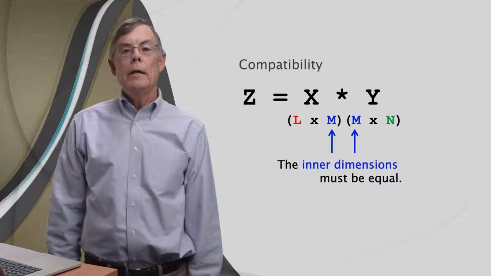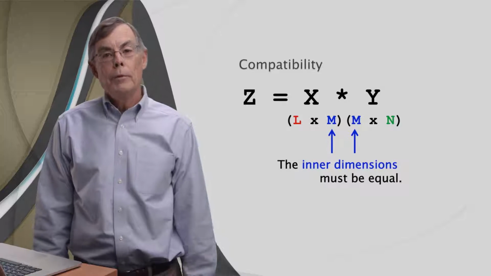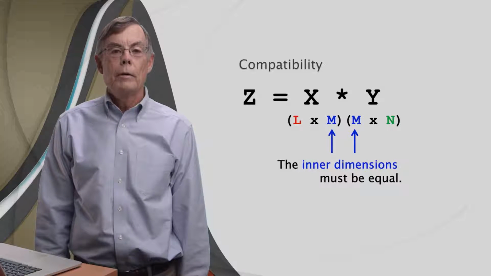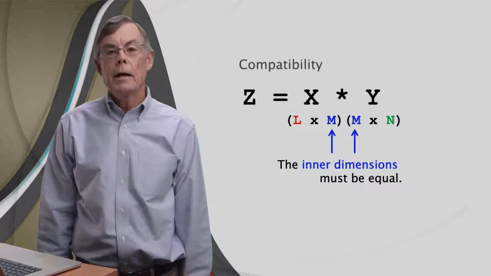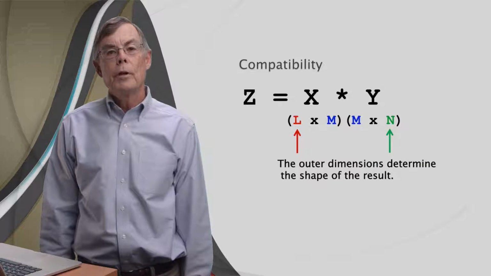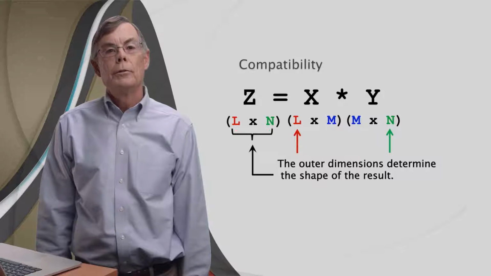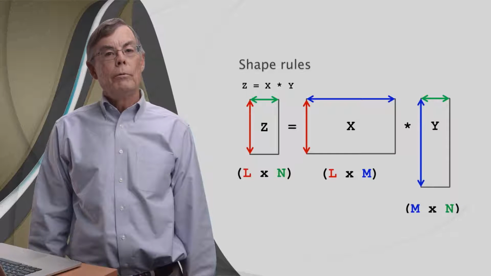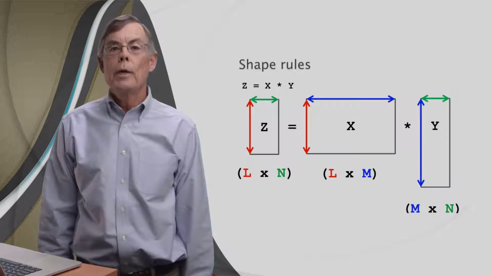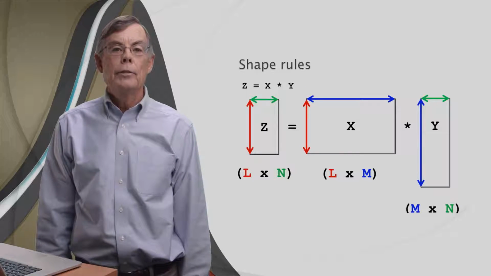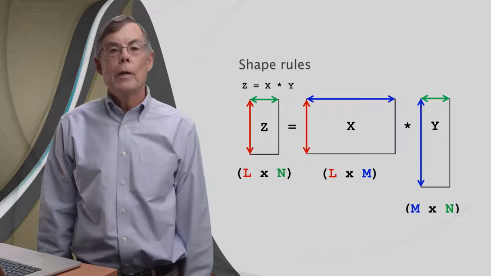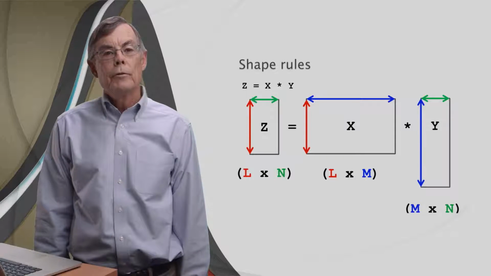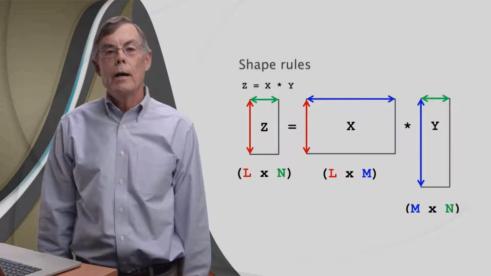So what about the L and the N? Well, they're called the outer dimensions, and there's no restriction on them whatever. But they do have an effect on the calculation. They determine the shape of the result. Z will be an L by N matrix. So to review, the width of x, blue, must equal the height of y. The height of z, red, equals the height of x. And the width of z, green, equals the width of y. So we know the shape of z, but we still don't know how its elements are calculated.